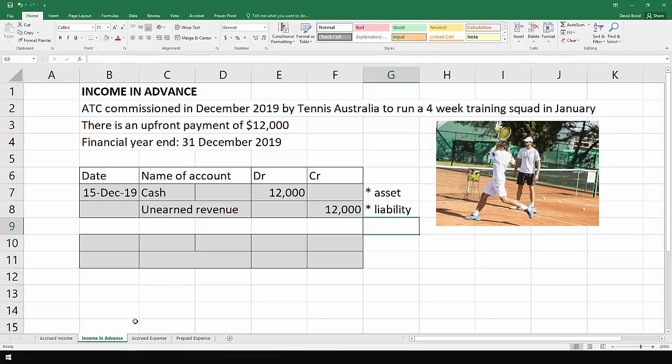Often you'll see airlines with huge unearned revenue. So again, go and have a look at Qantas, Virgin, and go and have a look at their liabilities, and you'll see a big portion of it is actually unearned revenue.